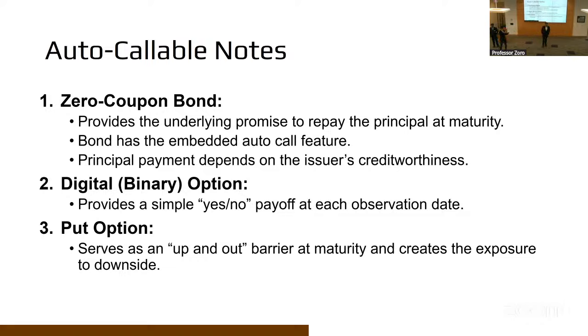So let's talk about how these auto-callable notes work, right? We are working first with a zero coupon bond that is going to provide us the face value at which the auto-callable note is sold. Then we have a digital, also known as a binary option, which is going to give us specific payoffs for when the note can be auto-called. And finally, we have a put option that is going to give us a linear payoff at maturity that is related to the performance of the underlier.